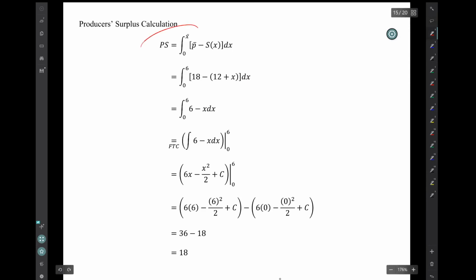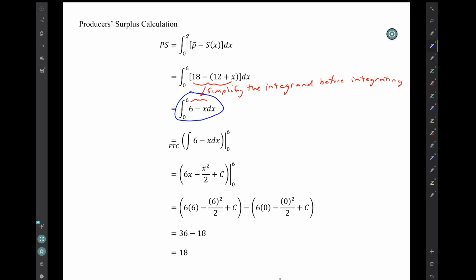So we start with our form of the producer's surplus. We put in the endpoint, x bar is 6. We put in our P bar there, and we put in our supply price function, 12 plus x there. We simplify the integrand. We end up with this simpler definite integral. The fundamental theorem of calculus says we can find that definite integral doing this indefinite integral computation, and the rest is straightforward stuff. We end up with this value of 18. That's the producer's surplus.